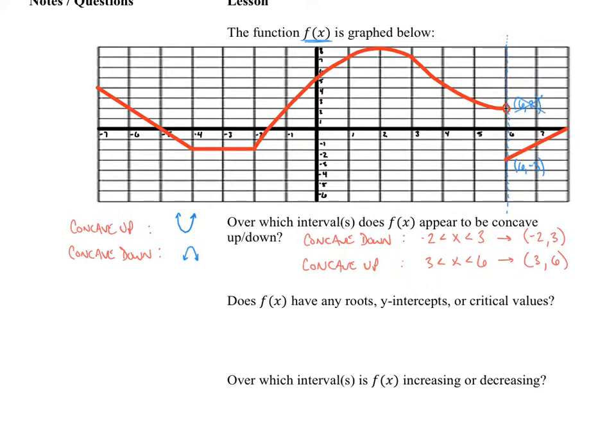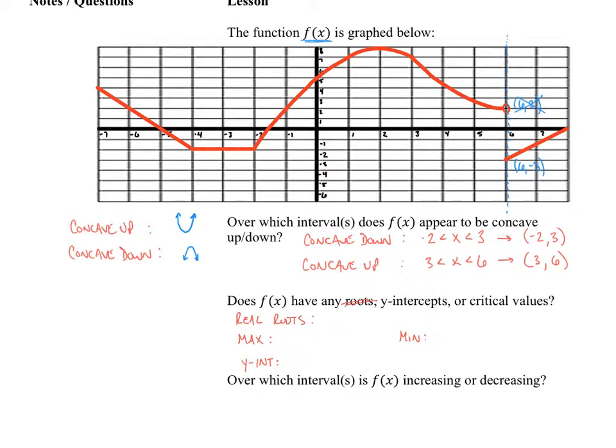Okay, the next question. Does f of x have any roots or y-intercepts or critical values? Now, we don't even need to have this word roots here. That's kind of redundant because it says critical values, and roots are critical values. So we could just say, does f of x have any y-intercepts or critical values? When we're talking about critical values, what we're talking about are roots, and we're also talking about maximums and minimums, right? So I'm just going to write down that those are the things we have to fill in real quick. Okay, so these are the pieces of information we need from this graph.